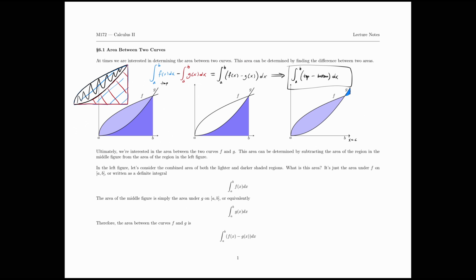then we'd have to do the integral a to b of f of x minus g of x, top minus bottom, plus we'd have to do the integral from b to c of g minus f, because which function was above the other swapped. This order of above versus below, who's on top, who's on bottom, that changes.